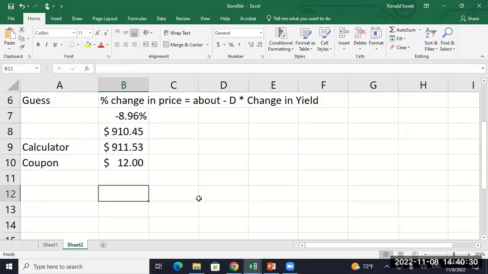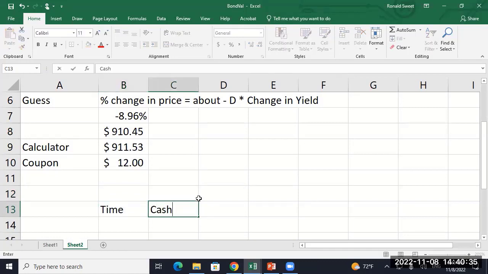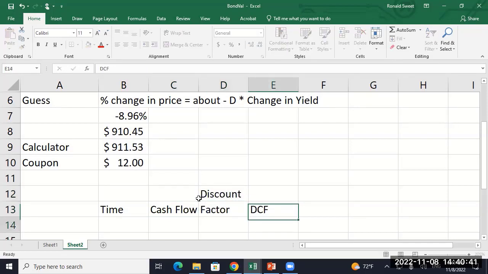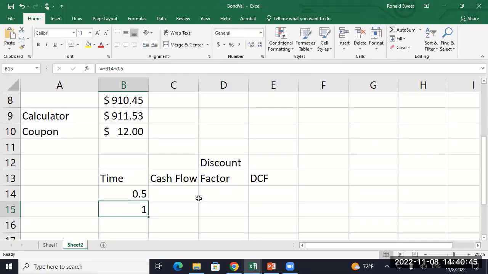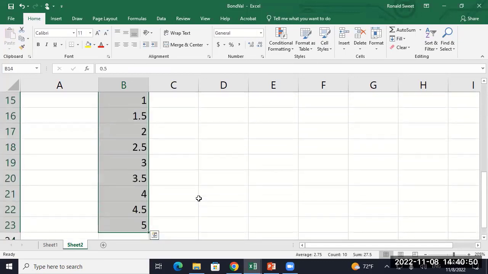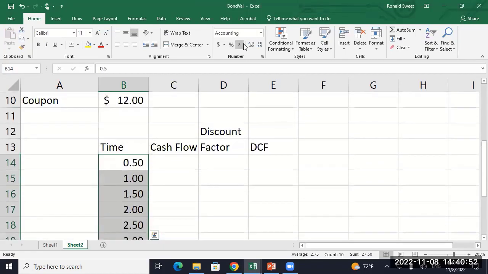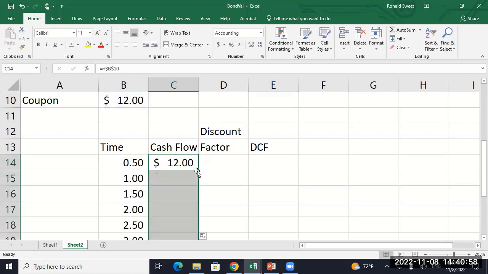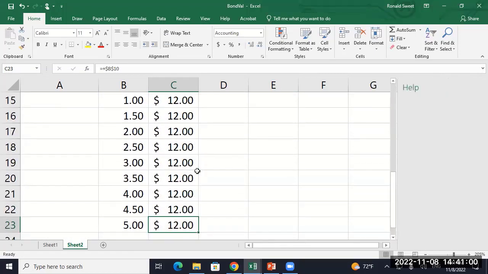But let's see. So we have time, you have your cash flow, you have your discount factor, you have your discounted cash flow. So time, we get a cash flow in 6 months, we get another cash flow in another 6 months, we go out 5 years. On that, my cash flow is going to be 12 till the very end, and then I get my $1,000 back.